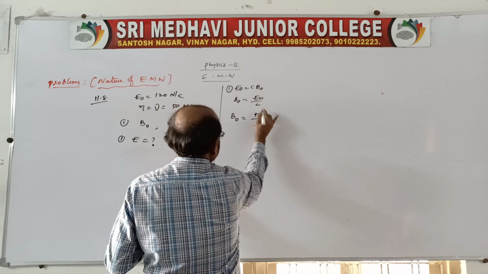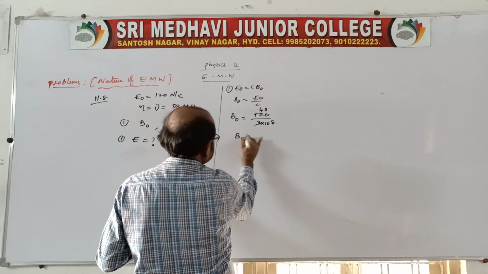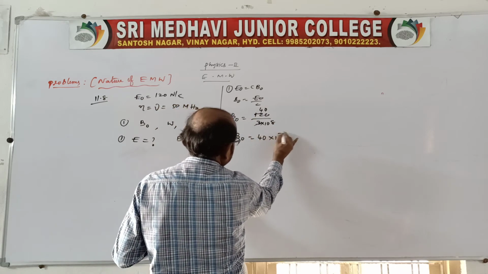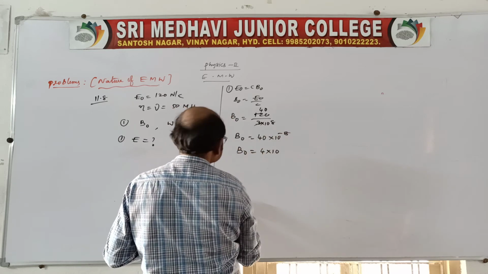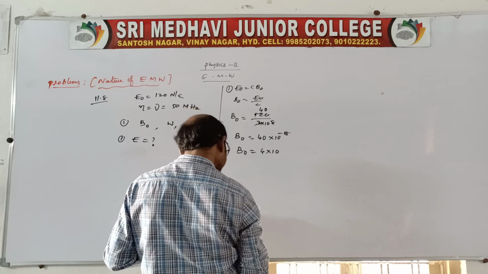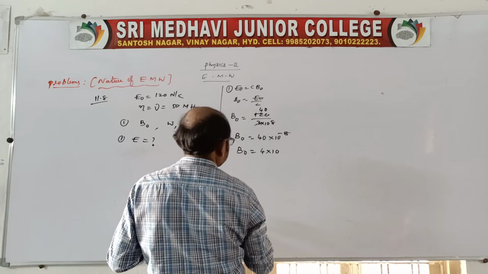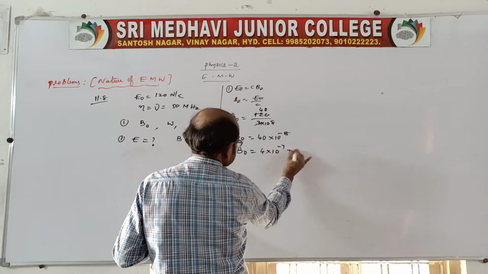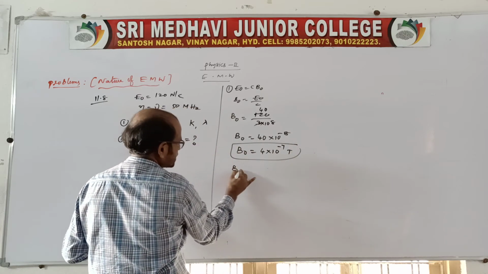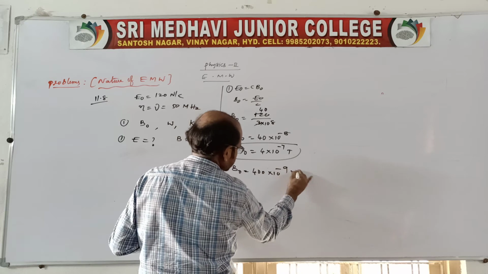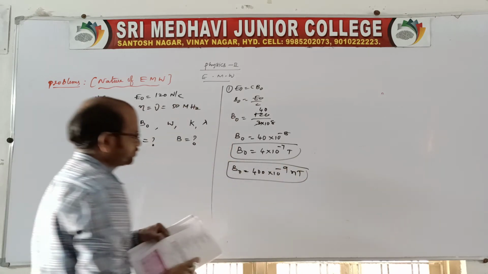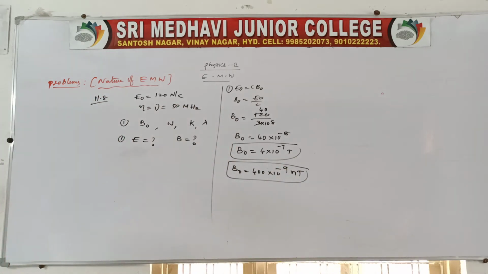If I calculate this, B naught is equal to 40 into 10 power minus 8, so B naught is equal to 4 into 10 power minus 7 teslas. If I want to say it in nanoteslas, then it is 400 into 10 power minus 9, nanoteslas. B naught is over. And the next one is asking what?